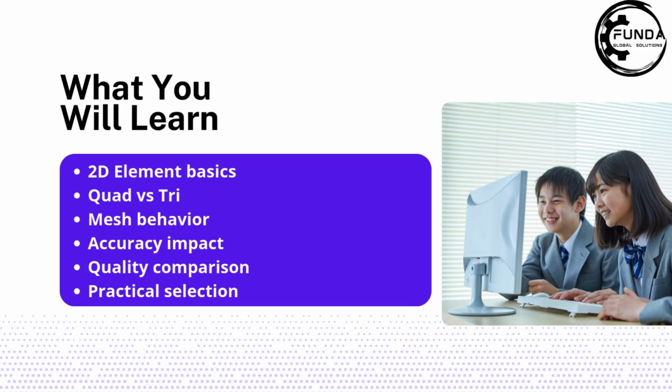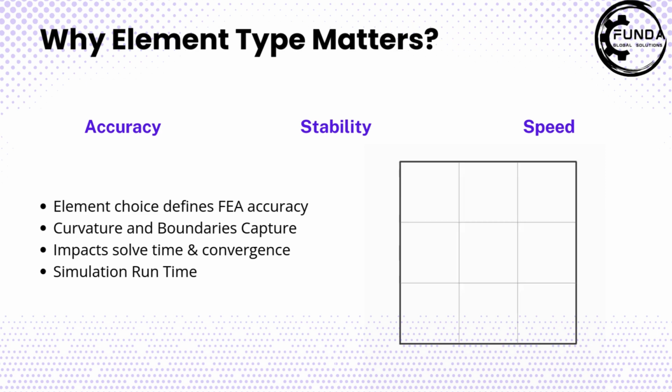In this lesson, we are going to break down each type of 2D element used in ANSYS meshing, understand their strengths and limitations, and see exactly where each one performs best. You will learn how triangulated meshes behave, why quadrilateral meshes are often preferred for structural analysis, and how quad-dominant meshes give a practical balance for complex geometries. By the end, you'll be able to confidently choose the right element type for any 2D meshing problem.